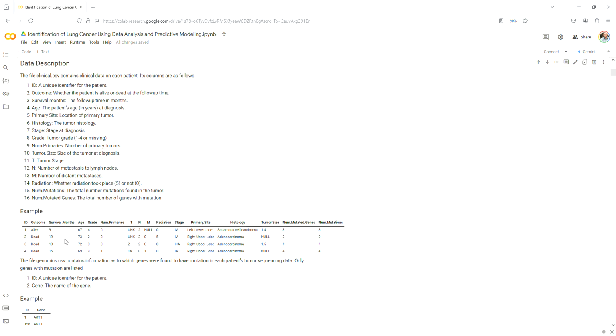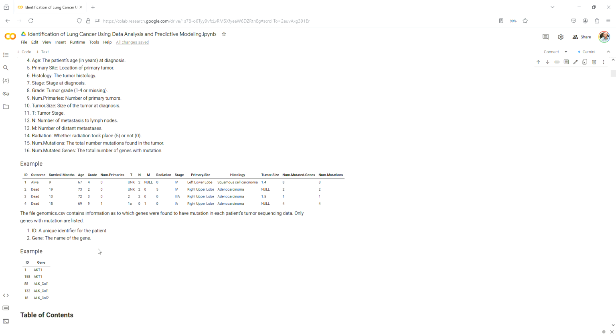So you can see the data file has both numeric and categorical attributes. For example, ID is the ID of the people. Outcome is after this month, survival months, whether the patient is stable, alive, or dead, and age, grade, then some other features. And as real world data, the features have null values, so it can be assumed that it is very messy.